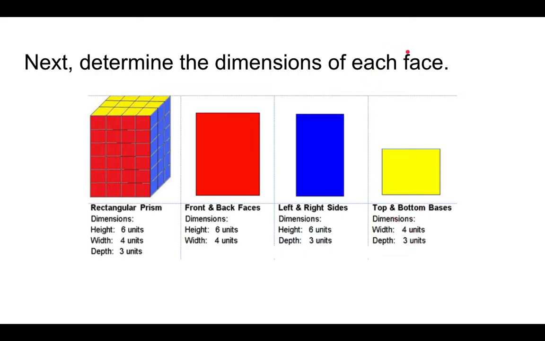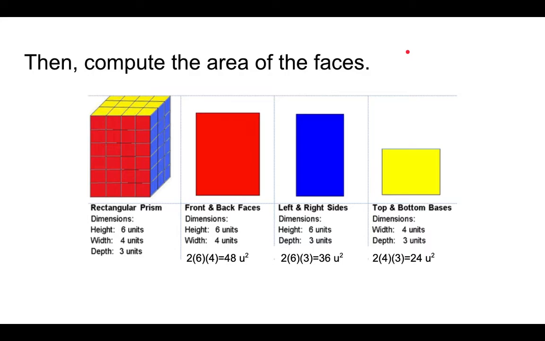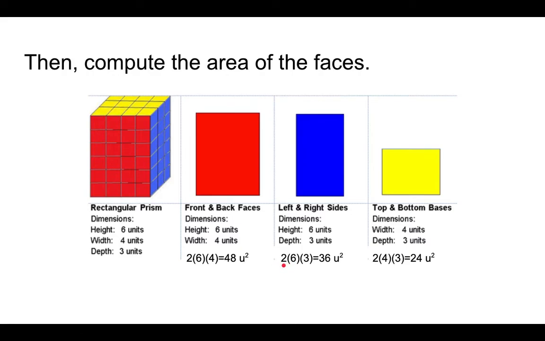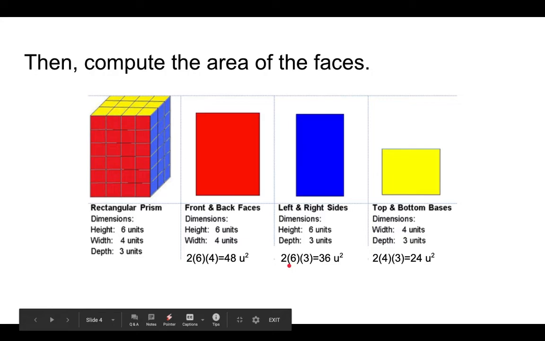Once you know the dimensions, then compute the area of the faces. Now because I have congruency, I can say that I have 2 of these 6 by 4s. So 2 times 6 is 12, times 4 is 48. I have 2 of the blue sides in this case, 2 of these 6 by 3 rectangles. So 2 times 6 is 12, times 3 is 36. And then the bottom and the top, I have 2 of them, and they're 4 by 3, so 2 times 4 is 8, times 3 is 24.